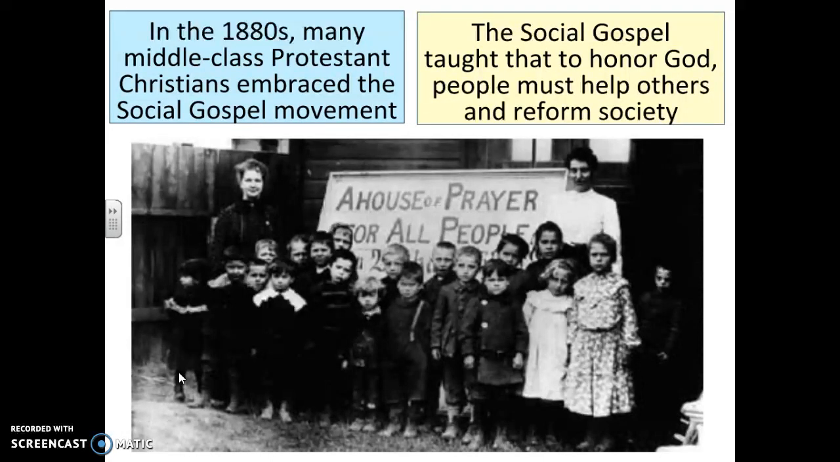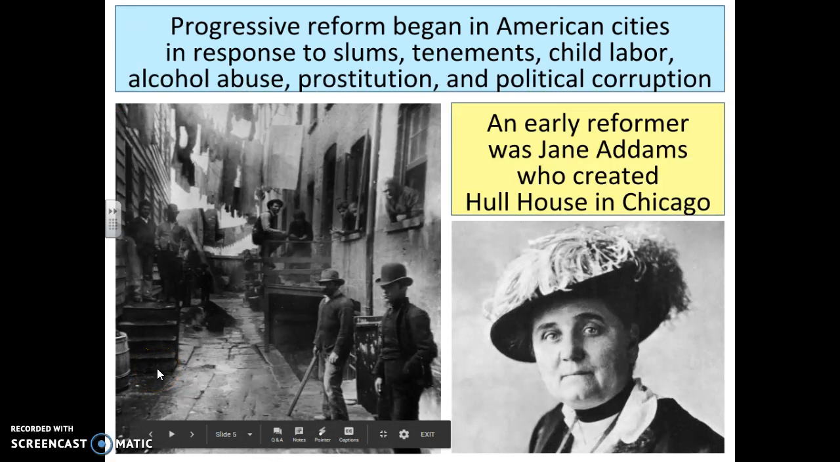The social gospel is saying that society needed to be helped and reformed, and that others must be brought together to be helped in order to praise God and reform society and honor God. Someone like Jane Addams was an early reformer for this, especially in the city of Chicago. She worked as a progressive reformer to bring about changes in slums and tenements, working on things like child labor, and trying to end things like political corruption and prostitution. Again, remember, the Progressive Era is trying to progress society, reform it, and change it.